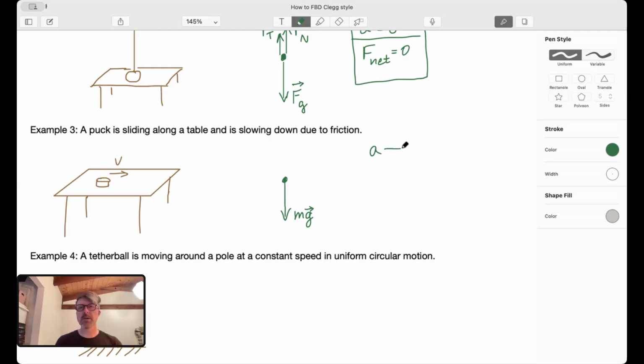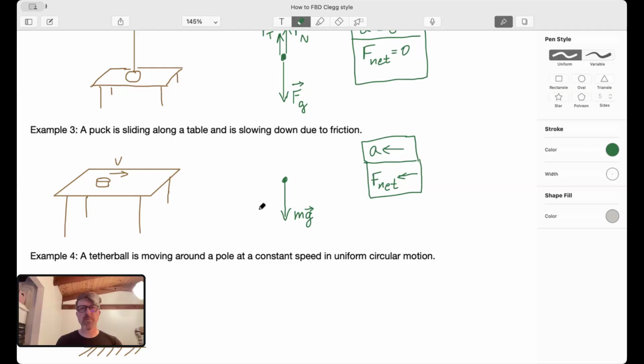That means its acceleration is going back the way it came. I know it has to be going that way because I labeled the velocity on here. It's going to the right. If you had drawn it going in a different direction, that's okay, just as long as your velocity and acceleration are in opposite directions because it's slowing down. All right, so we have acceleration to the left in this case, that means that the net force has to be in the same direction, so it's also to the left.